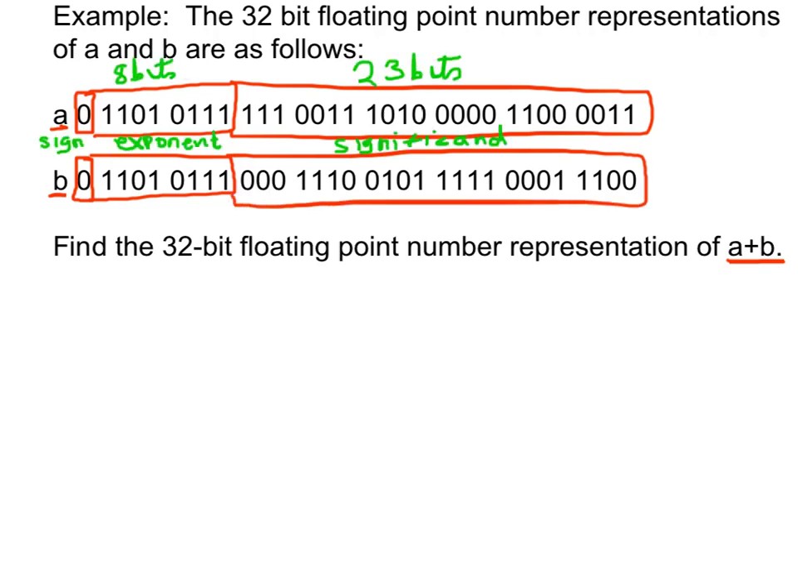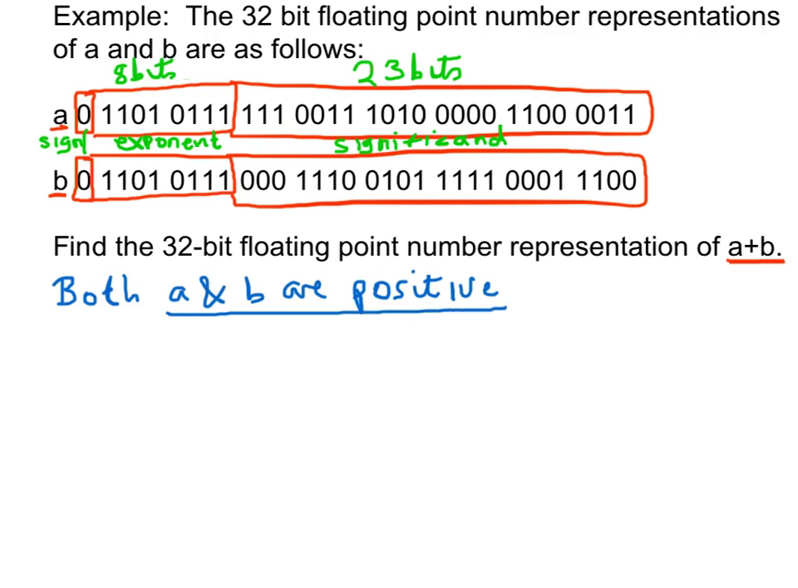So I've written them in for you. The first bit is the sign, the next 8 bits is the exponent, and the last 23 bits is the significand. Now, as you can see from this, let me write this down, both of these numbers, both A and B, are positive numbers because there's a 0 in the first position. And all my examples are going to be of the case where A and B are positive.